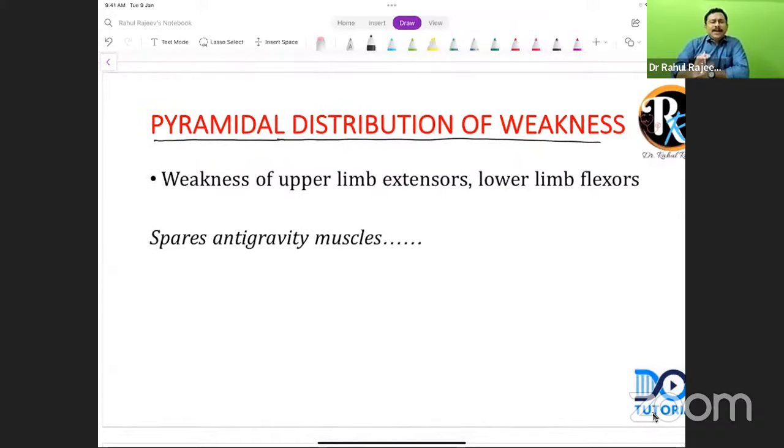Okay. Pyramidal distribution of weakness means this pyramidal tract is a very partial tract. Okay. It is not supplying all the muscles equally. There is an unequal distribution, which is why when there is a UMN lesion, all muscles are not affected the same. Because in a UMN lesion, or an upper motor neuron lesion, you get a so-called pyramidal distribution of weakness, where the weakness is predominantly of the extensors of the upper limb and the flexors of the lower limb.